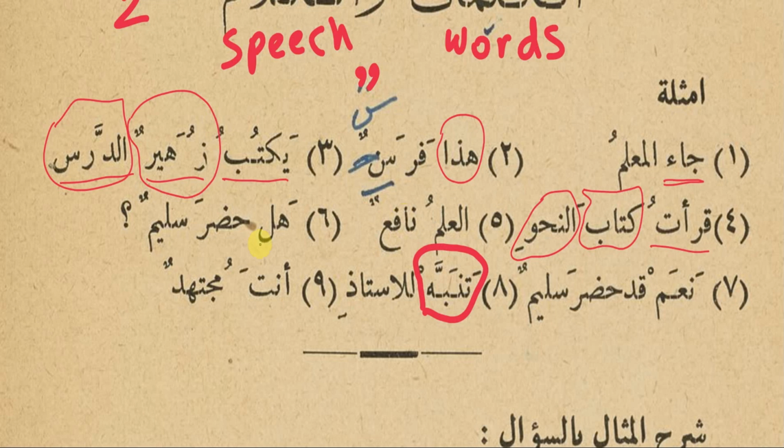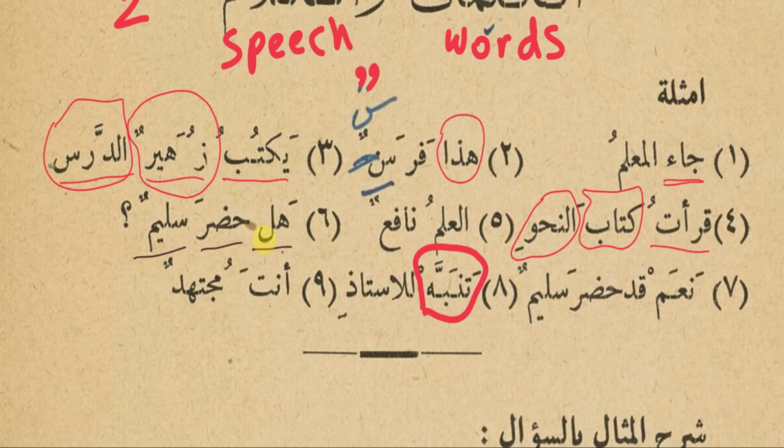العلم نافع. هل حضر سليم? Now we have three words here. This here is كلمة. كلمة is word, so this here is كلمة واحدة, one word. كلمة واحدة, one word.